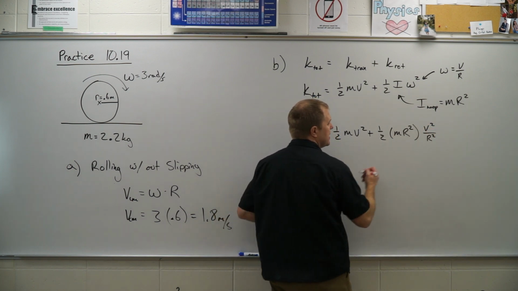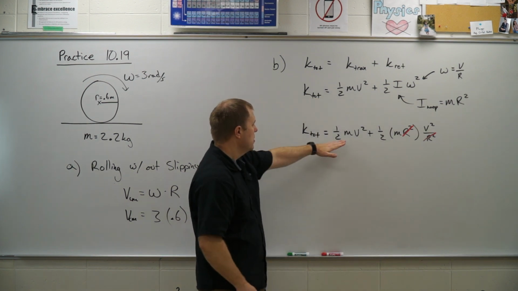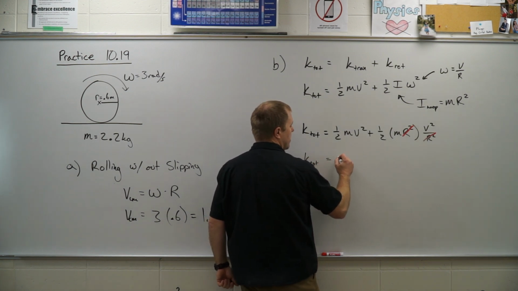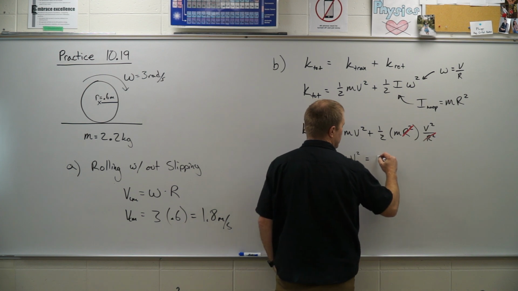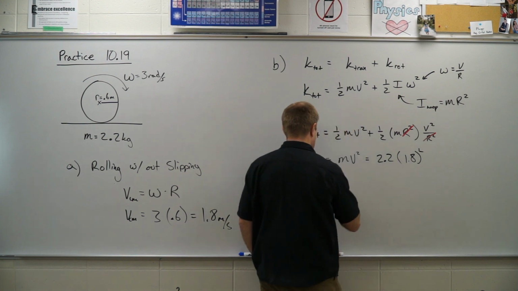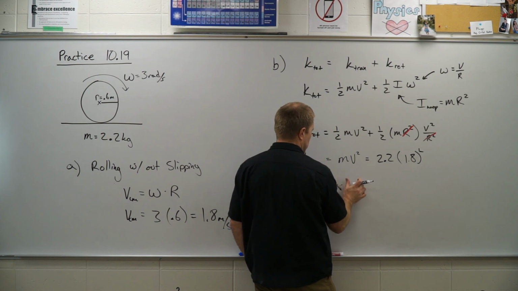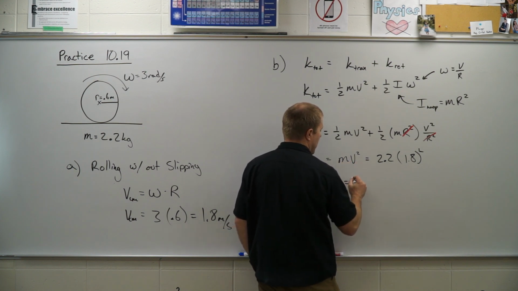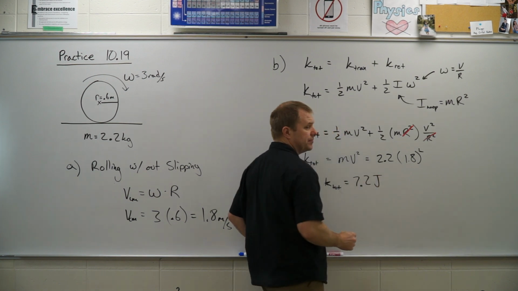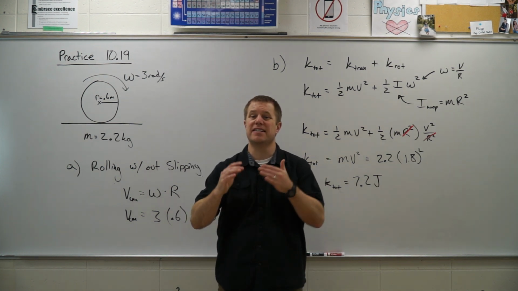I do see that because it has a radius of r and it's rolling on that radius, those r's are going to cancel for me. So I have 1/2 mv squared plus 1/2 mv squared. So I end up with just mv squared, my two values of 2.2 times my speed, which was my 1.8 squared, will give me a total kinetic energy of 7.2 joules.